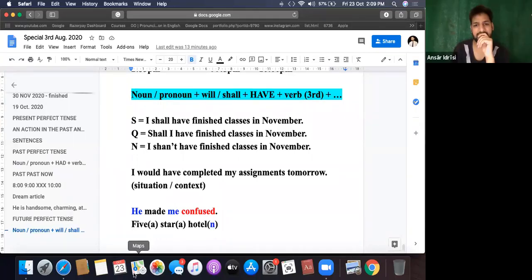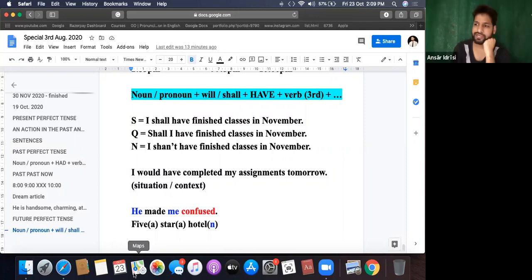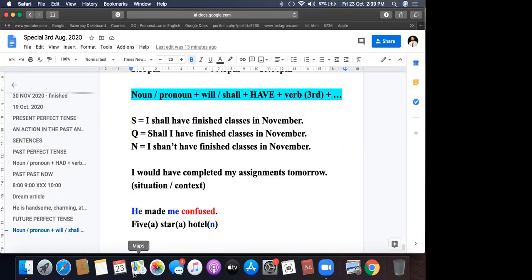Very good. Next. He will have read a book. Will he have read a book? He won't have read a book. Very good. Next. He will have been in the garden. Will he have been in the garden? He won't have been in the garden.